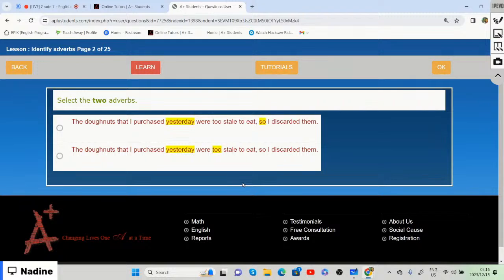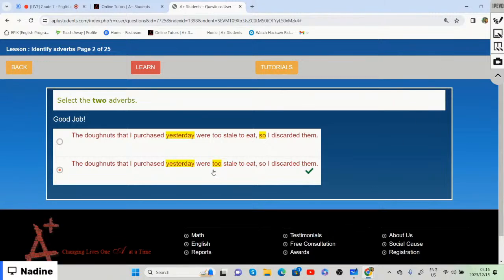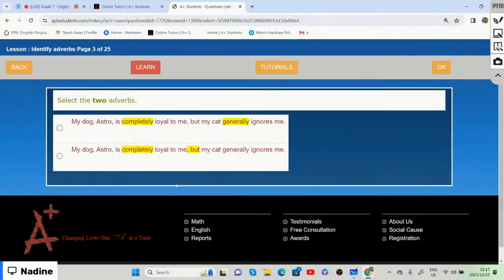All right, and if we identify the adverbs, right, then we will identify it as option two, which is yesterday and too.